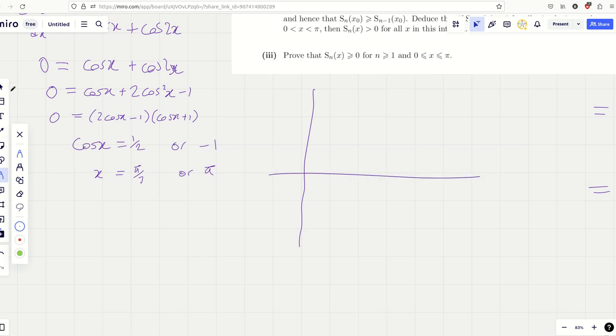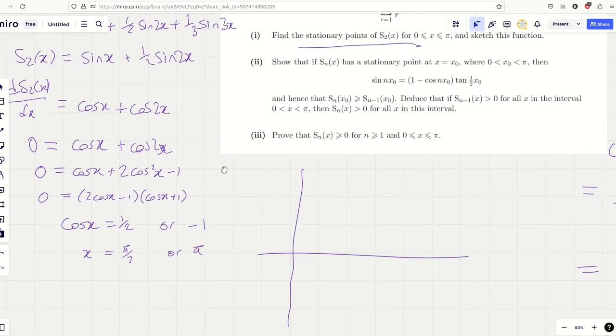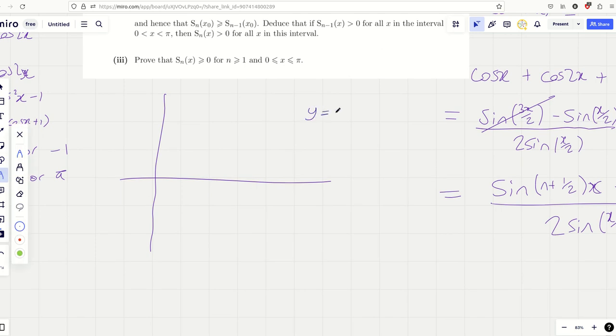Have a look at the original function. The original function is sine x plus a half sine 2x. That's what we're actually sketching. Clearly when x is 0, y is 0, we've got a turning point then at pi over 3. And by the way, if you plug pi over 3 back in here, you're going to get root 3 over 2 there, a half times root 3 over 2 here, because sine of pi over 3 and sine of 2 pi over 3 are the same, because sine of pi minus x is identical to sine of x. So you're going to get root 3 over 2 plus a half of root 3 over 2, and that sounds to me like it's going to be 1.5 root 3 over 2's, which is 3 root 3 over 4.